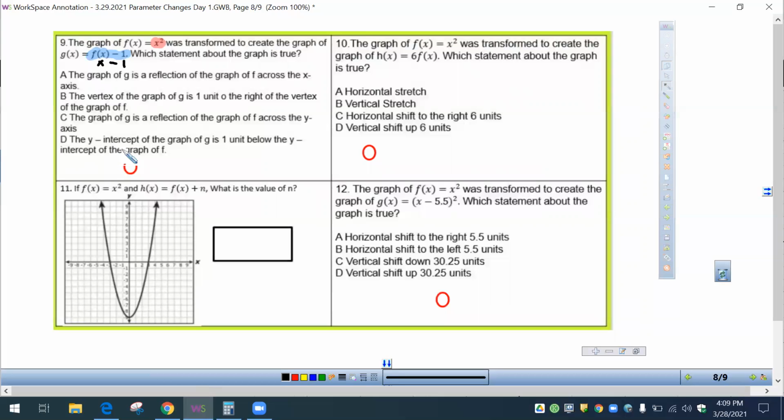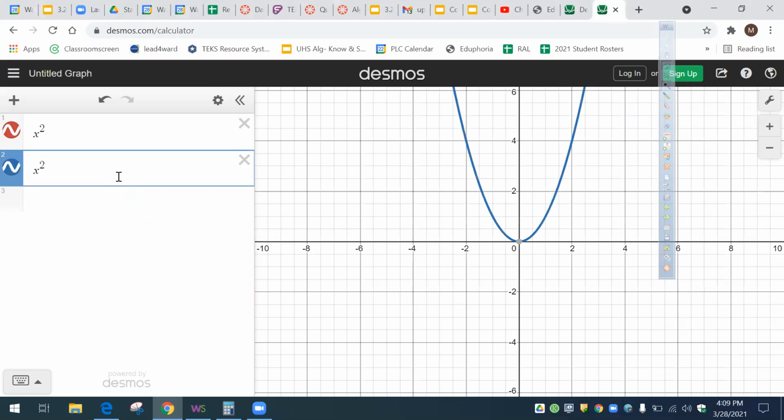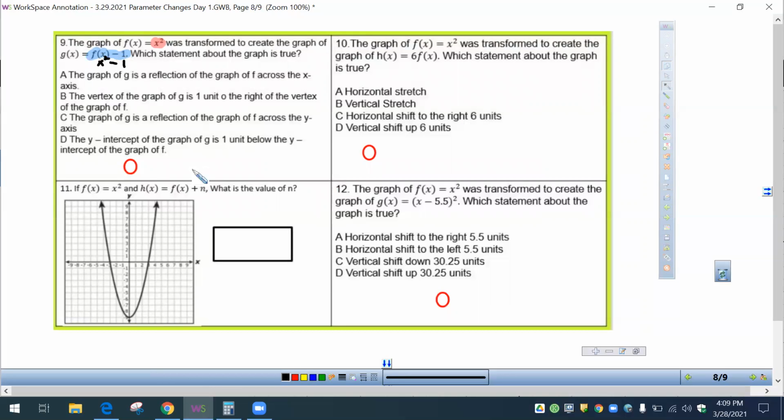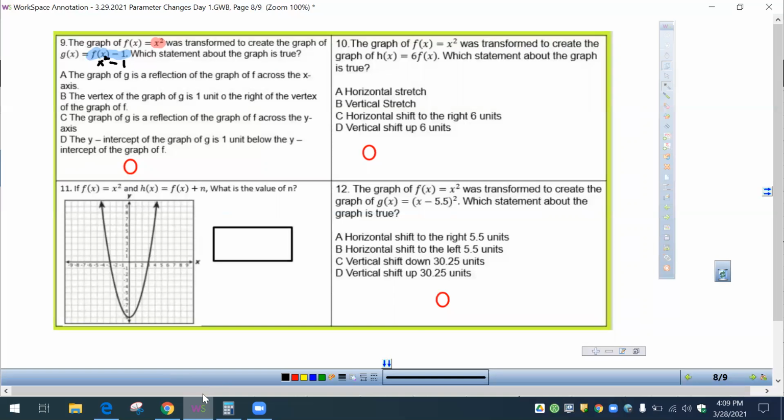And then you're going to type in f of x minus 1. But instead of typing f of x minus 1, you'll change the f of x to an x squared, excuse me, you'll change it to x squared minus 1. Right? That needs to be an x squared. And you see how the blue one looks like it's shifted down 1 unit. The y-intercept of the graph is 1 unit below. You see how that one shifted down? They use a little bit different terminology, but we'll go with the one that says 1 unit below.